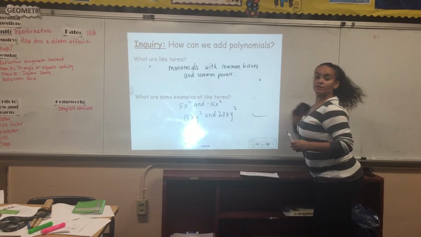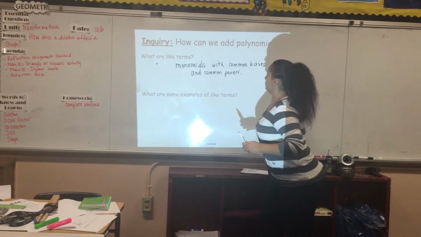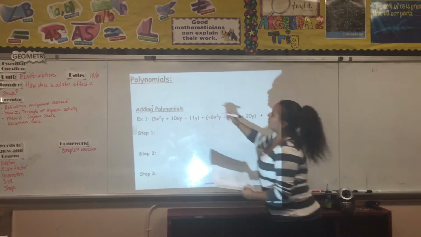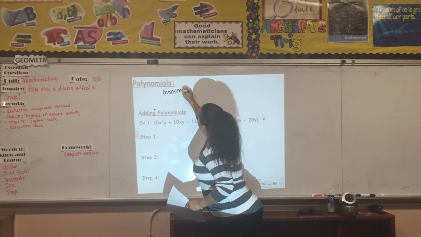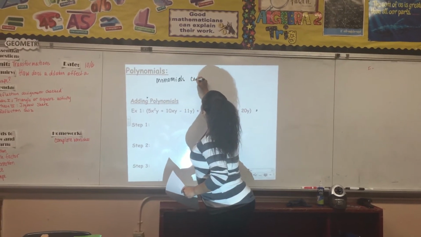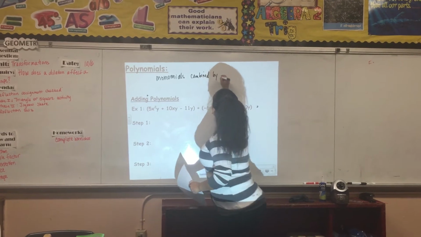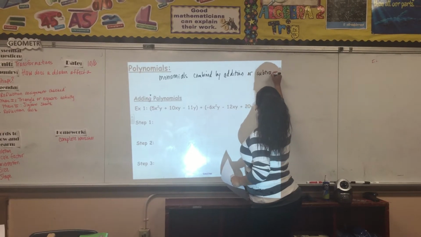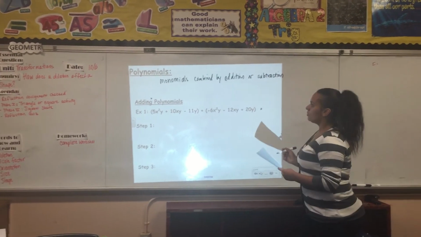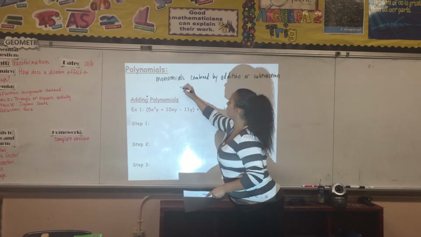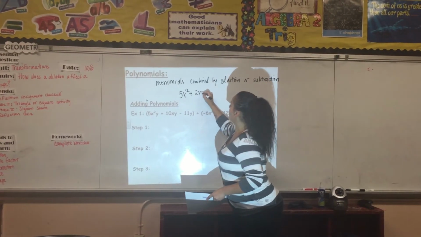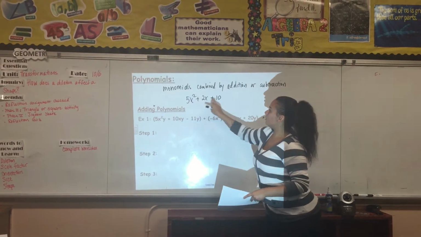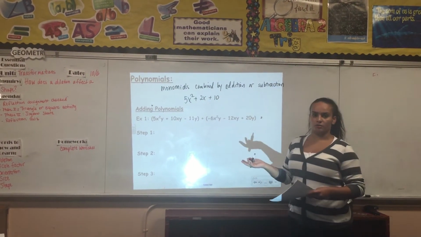Alrighty, now that we know what like terms are, let's move on to polynomials. Now, polynomials are monomials combined by addition or subtraction. So an example of a polynomial will be simply 5x squared plus 2x plus 10. Here are 3 monomials and they're all connected by addition.